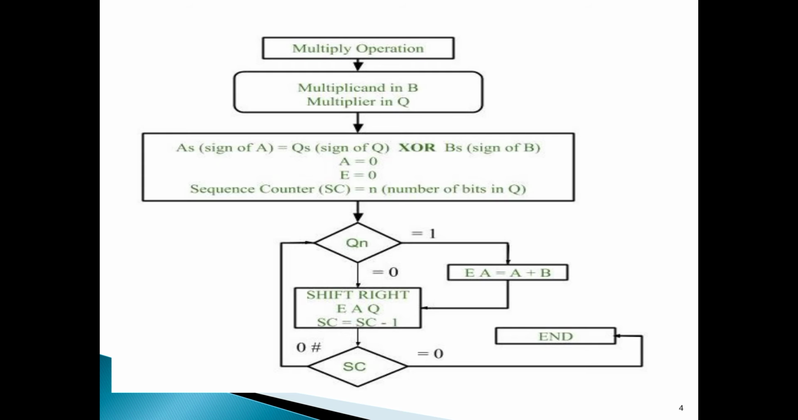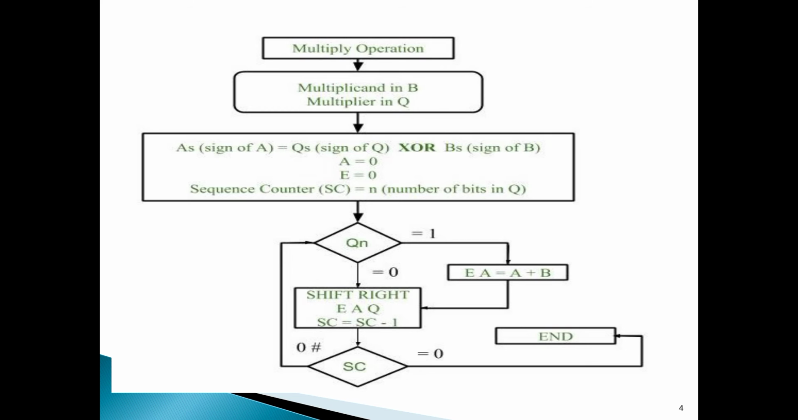How to check the Qn value? Qn is the least significant bit of the multiplier. If it is 0, then perform the shift right operation for EAQ. If it is 1, then add A and B and store the result in A. After performing the addition, perform the shift right operation for EAQ and decrement the sequence counter.